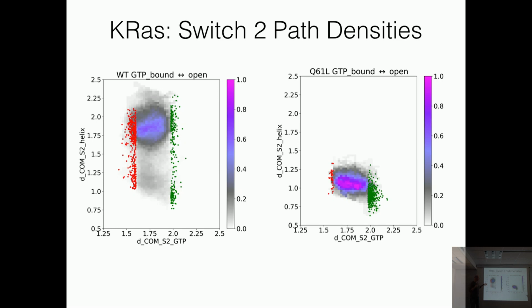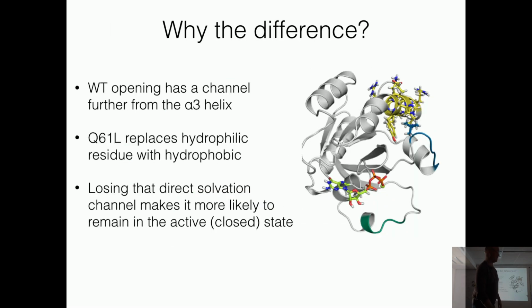And so that's moving. So what we see is there's a channel here in the wild type where the switching happens far away from the alpha 3 helix. And there's also some where it happens close, but the predominant thing is when it's far away. In the mutant, it only happens when it's close. And what does that mean? Well, let's look at the protein again.